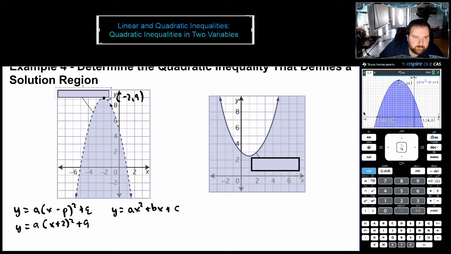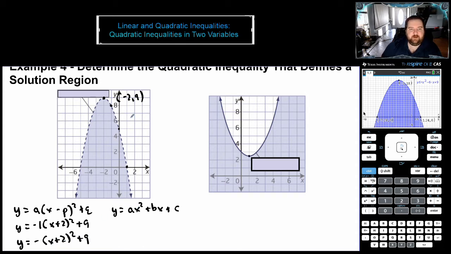So 1 and 1, this appears normal. Let's test it with the 2 and the 4. Yeah, and then 3 and the 9. Yeah, this is a normal parabola. So it has an a value of 1. However, it's open down, which means it's -1. And so our final answer is going to be negative (x plus 2) squared plus 9.